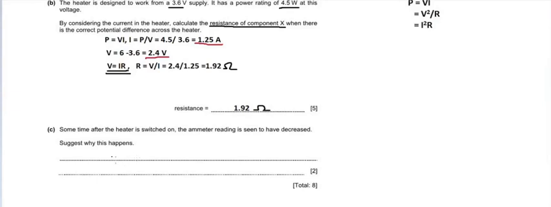So what happens to the current rating? What happens when there is a continuous flow of current through the heater? The temperature basically increases, and once the temperature increases, what happens? The resistance of the heater also increases.